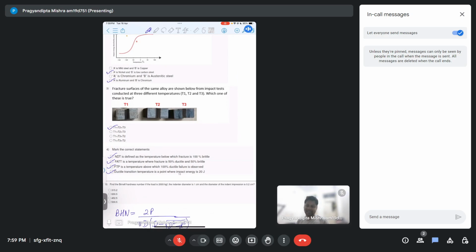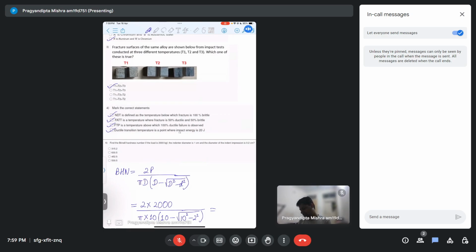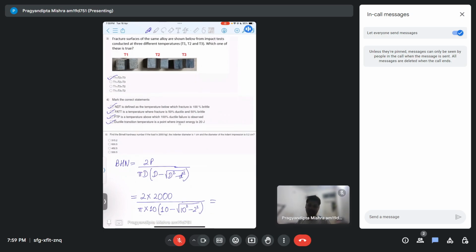So we know that T1 would be lesser than T2, which will be lesser than T3, because if we are having a more granular structure, then it will be brittle at lower temperature. While if you are having a more shear, fibrous or dull character, it will be more ductile at higher temperature. The fourth option, as you can see, all of them are correct. I'll not go through it again. You can just check the notes again. So all the options are correct.